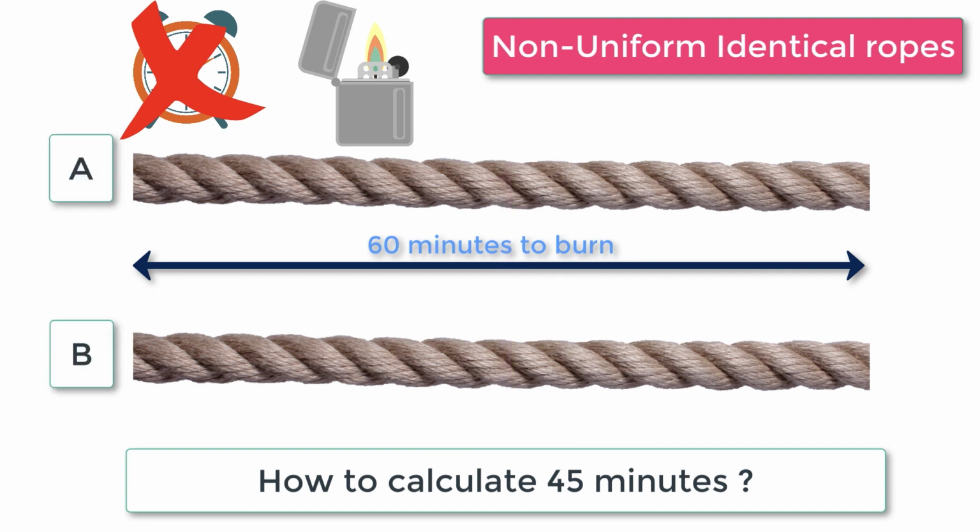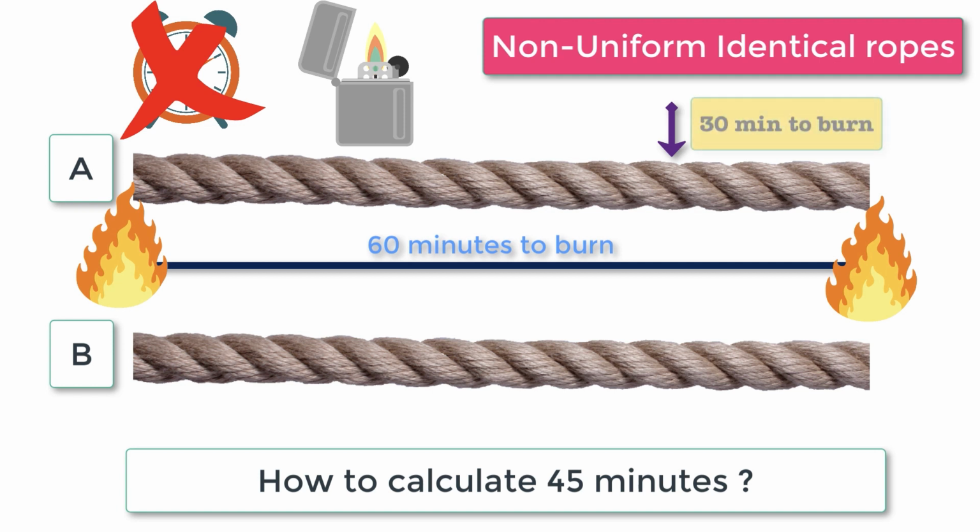So in order to calculate 30 minutes, you only need one rope. What you can do is burn the rope from both ends. It will take the rope 30 minutes to burn completely. Even though it is non-uniform, if you burn on both sides, it's definitely going to take 30 minutes, because the composition does not matter since you are not burning the rope from one side.